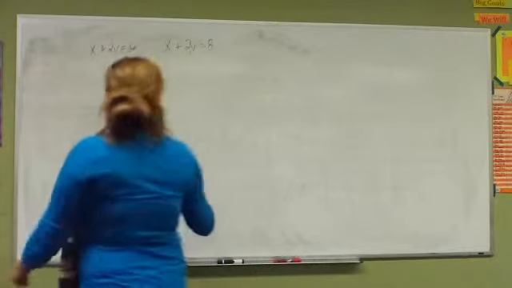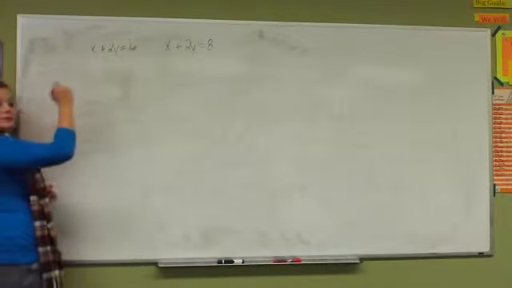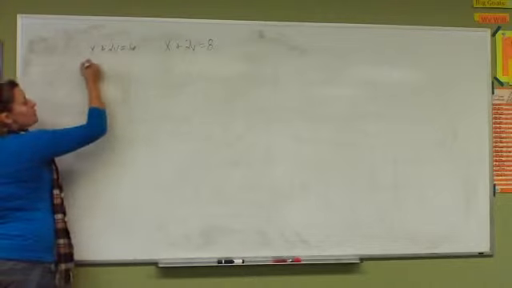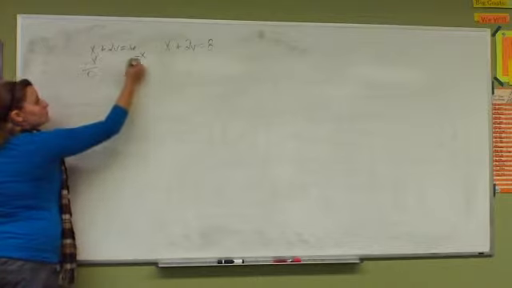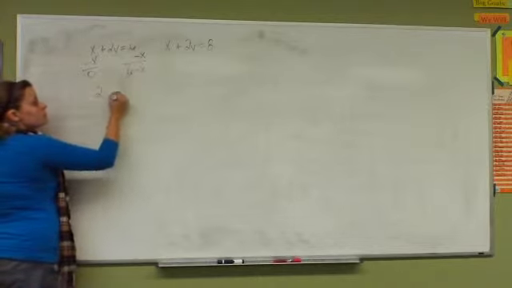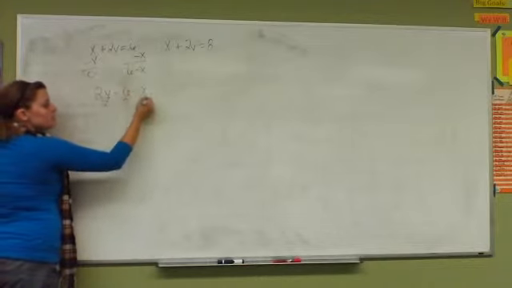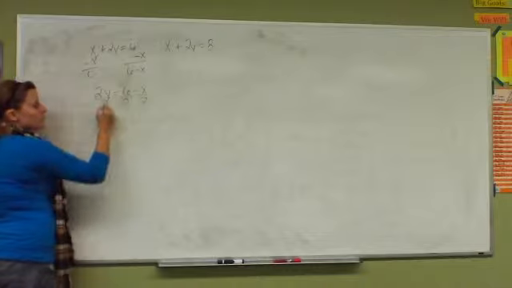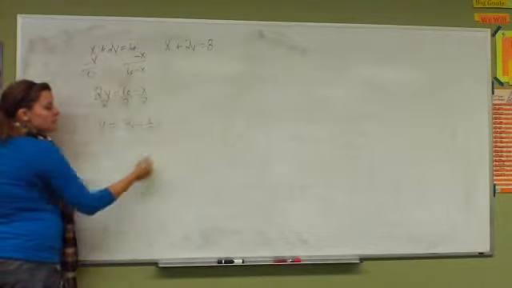I'm not doing elimination. All I want to do, I'm graphing under the review. So I'm going to subtract x. 2y equals 6 minus x. Divide everything by 2. Okay. Y equals 3 minus 1/2 x.